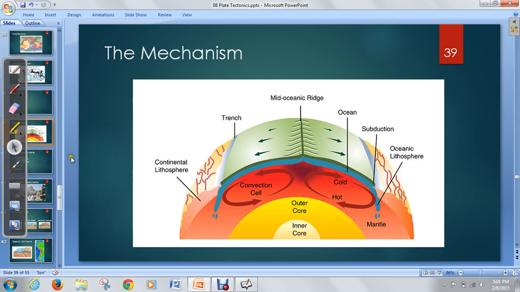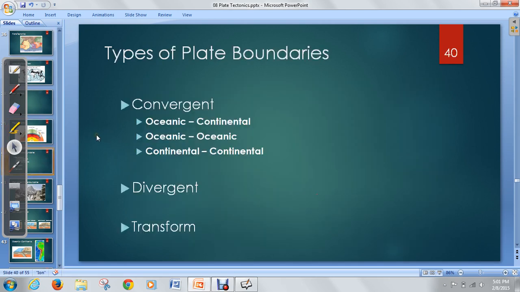Okay, so we will understand the different types of plate boundaries, or how these plates can interact with each other. You may have learned this in a geography class before, but let's get a little bit deeper into them. So we can have three types of plate boundaries: convergent, divergent, and transform. And then among the convergent boundaries, you can also have three: oceanic-continental, oceanic-oceanic, and continental-continental.